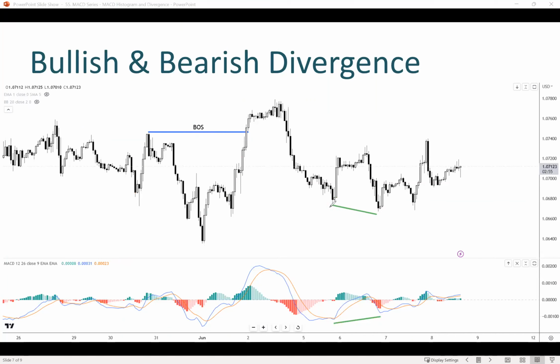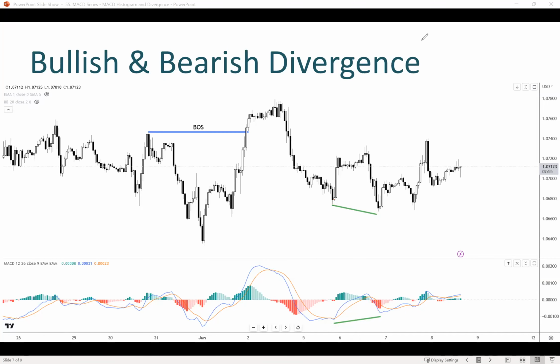So this is a sign of a potential reversal, and for MACD divergence, if this is a bullish divergence in an uptrend, then this signal itself would hold more weight as compared to seeing a bullish divergence in a downtrend.